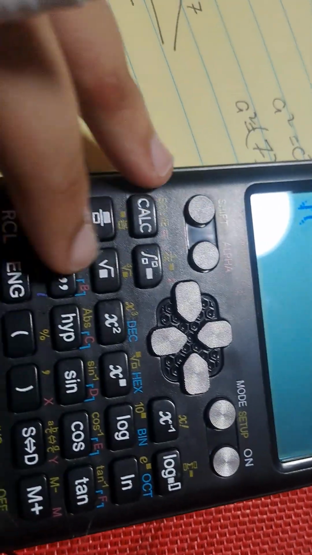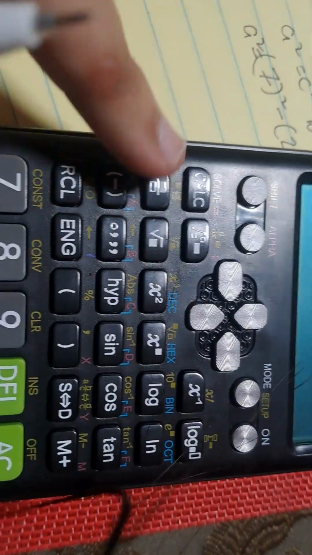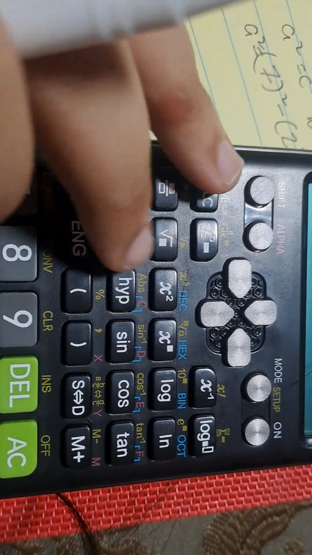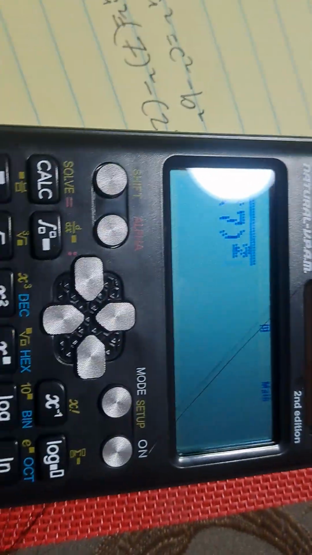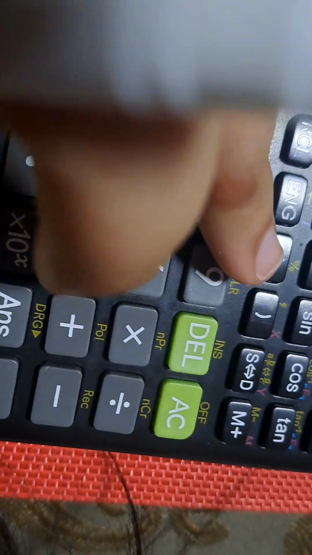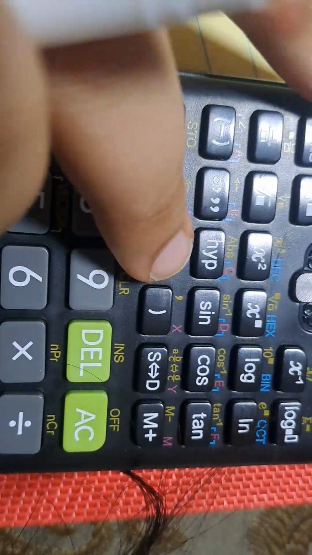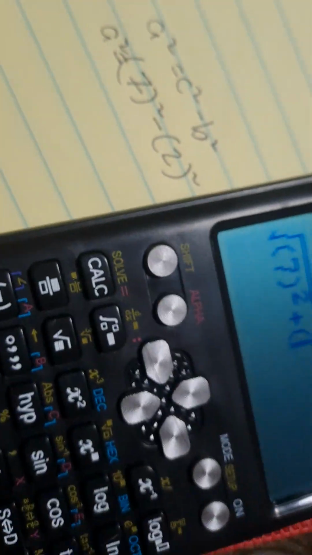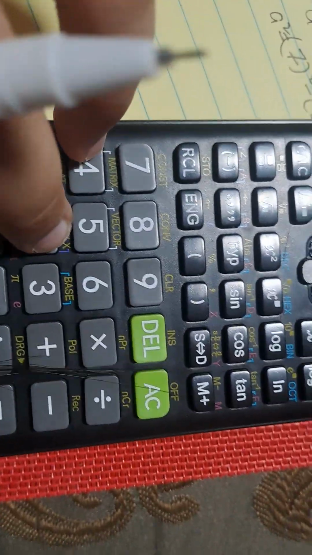There we go. So, 7. Then you plus it. Don't forget the plus, because then it's going to multiply by itself. 2. Okay? It's very simple. It's not that confusing.